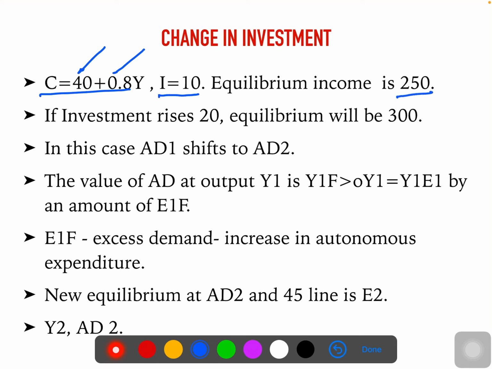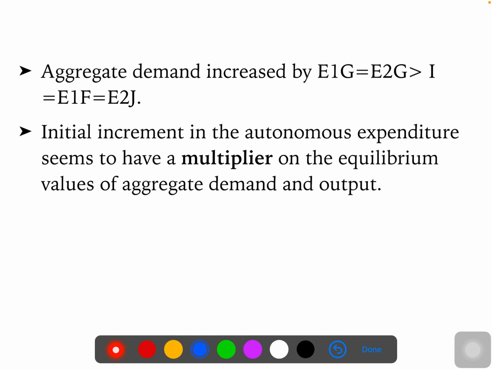Now assume that the investment is going to increase. What will be the situation then? See the next line. If the investment increases to 20, now I will be equal to 20. In this case equilibrium will be 300. So if only the investment is going to change, how do the equilibrium, consumption and expenditure all change? That we are going to see with the last diagram.